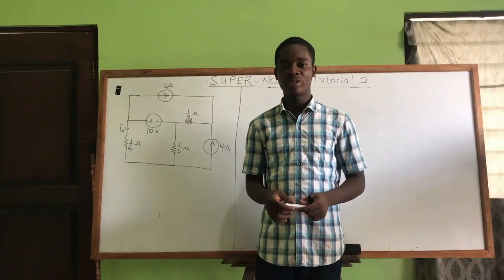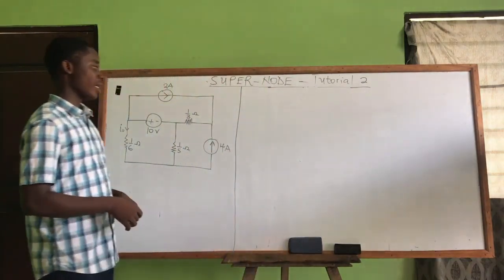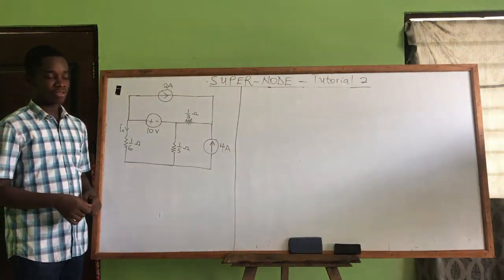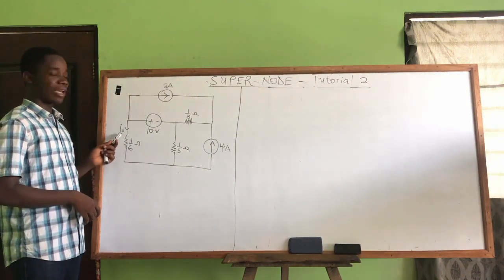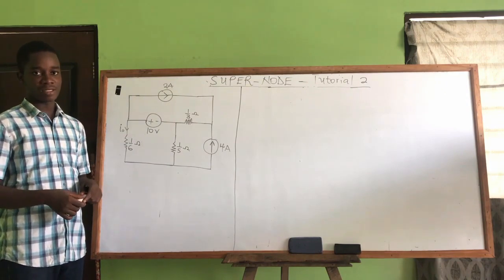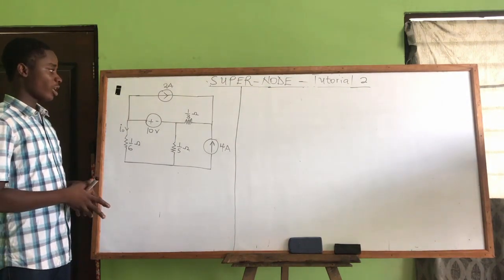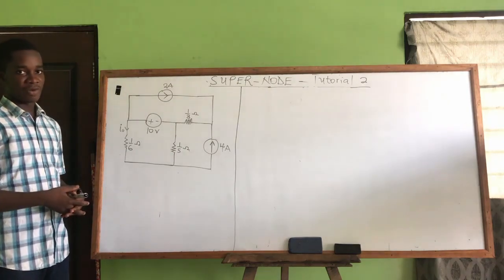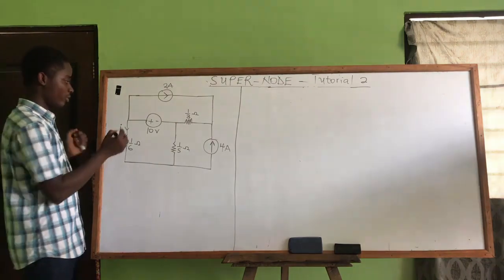Guys, welcome to tutorial 2 under the supernode approach, and we are going to use the nodal analysis method to calculate the current through the 1/6 ohm resistor, that is I0, using the node voltage method. We first of all have to identify the nodes that we have. We have how many nodes? We have 4. So we have to assign our node voltages.